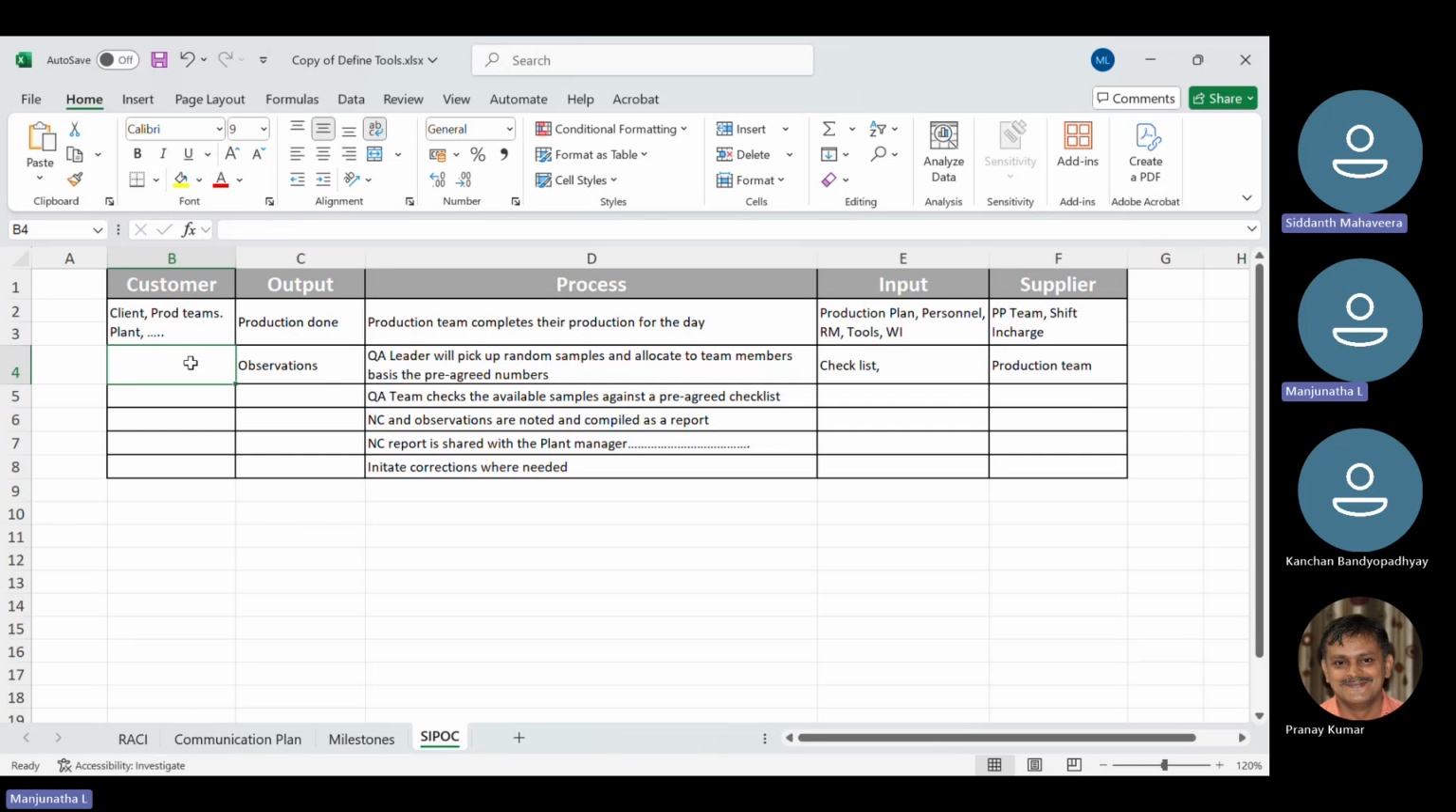The QA leader will pick up the random sample and allocate to team members basis what we agreed. So the QA team becomes the customer. Analysis results should be the output, something like that, and the QA team is the customer. Means output customer is the QA team. Okay.